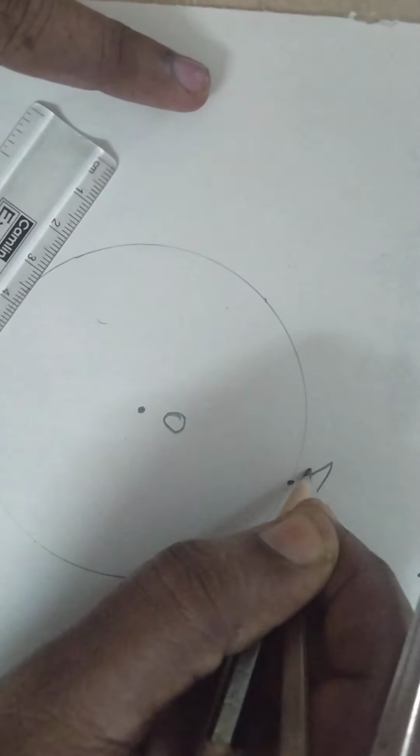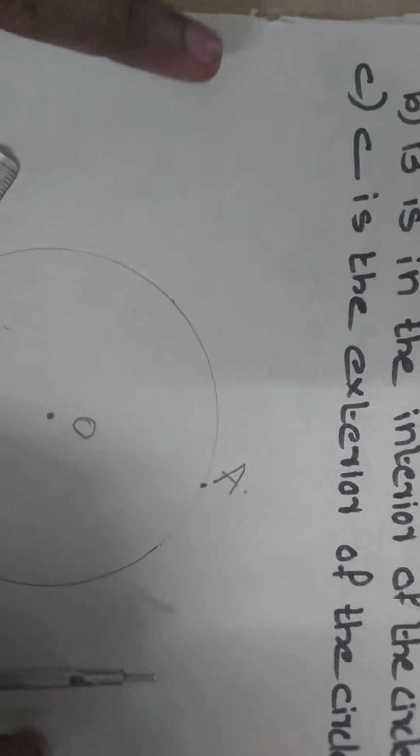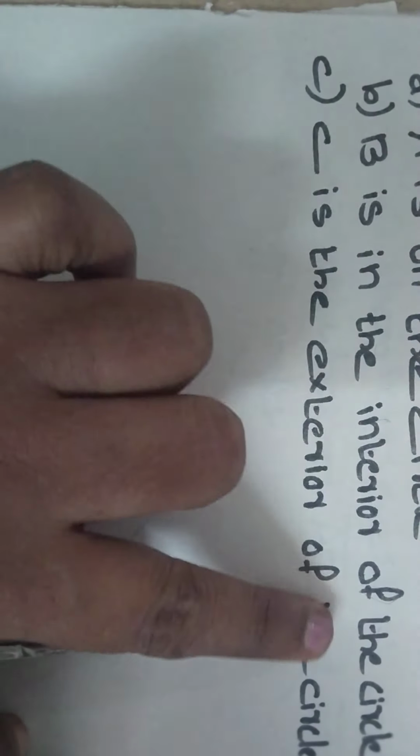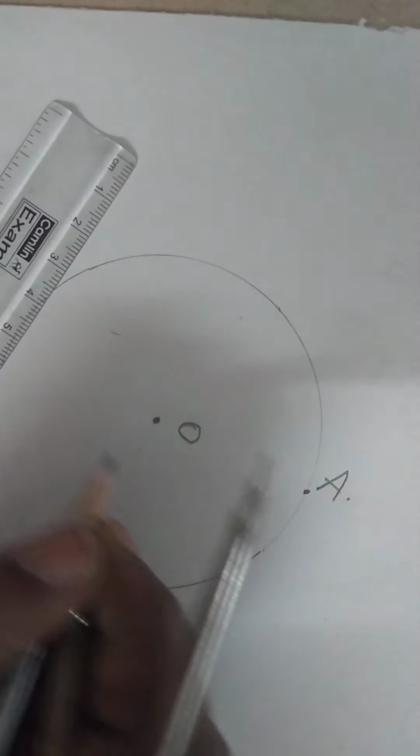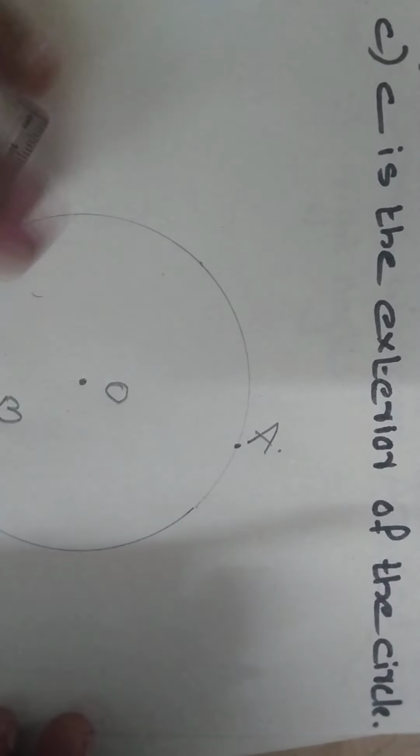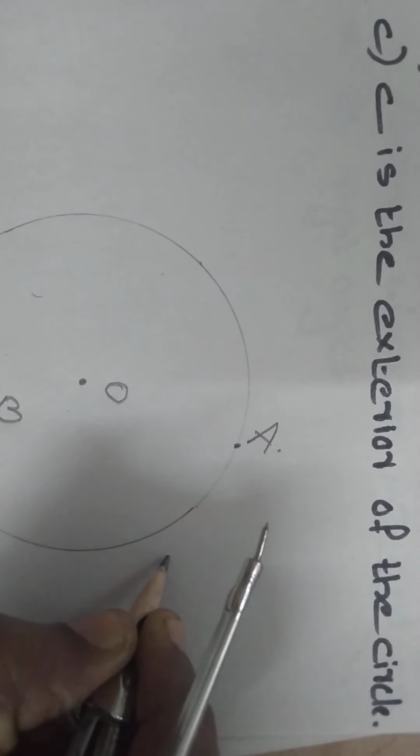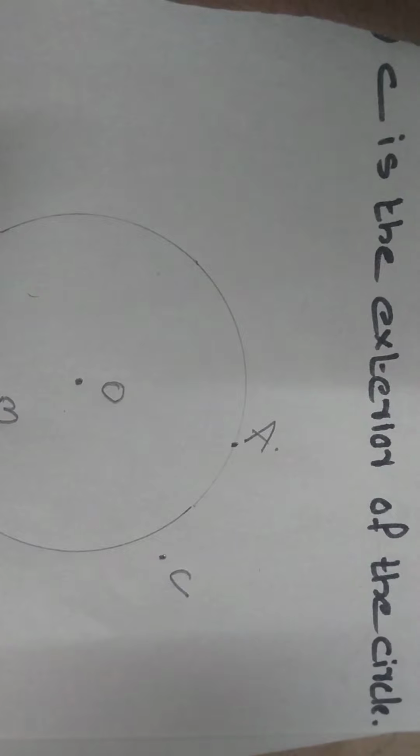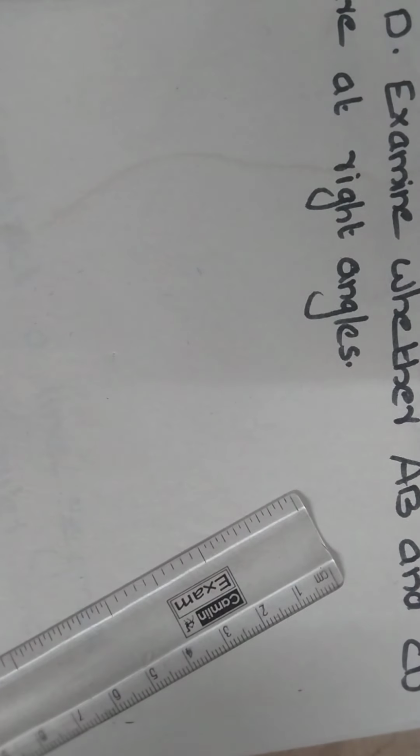Mark as point A. Then next what they are saying, in that circle B is in the interior of the circle. B point, mark it in the interior. Interior means inside. Anywhere you can mark, but it is inside of the circle. And C is the exterior of the circle. Anywhere, left side or right side, you can mark a C point, but outside of the circle, exterior of the circle. In this way, that circle construction. I hope you can understand this third question.